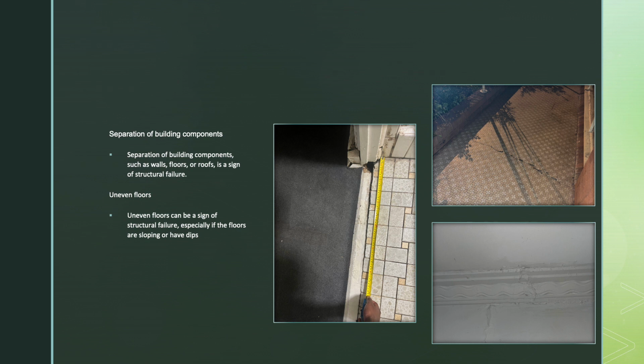Separation of building components. Separation of building components such as walls, floors, or roofs is a sign of structural failure. This can be caused by inadequate connection, overloading, or damage to the structure. Uneven floors. Uneven floors can be a sign of structural failure, especially if the floors are sloping or have dips. This can be caused by settling of the foundation or damage to the structure.